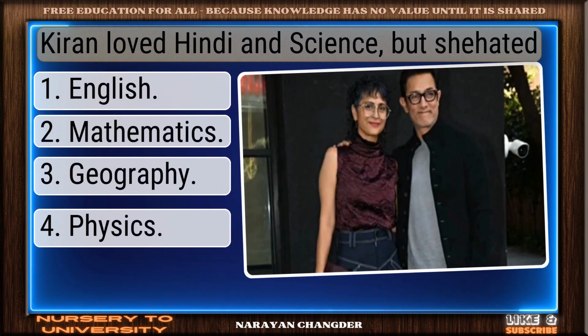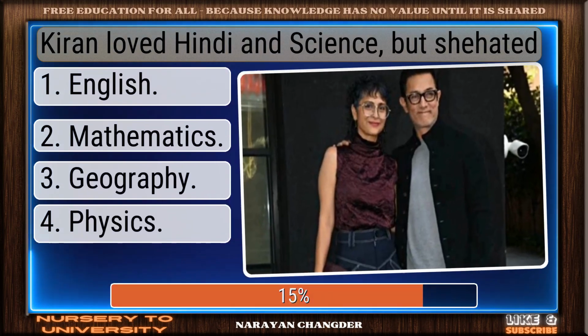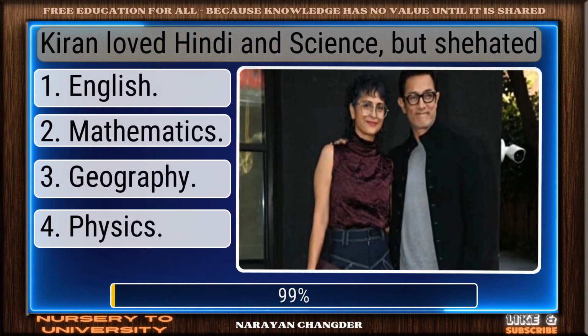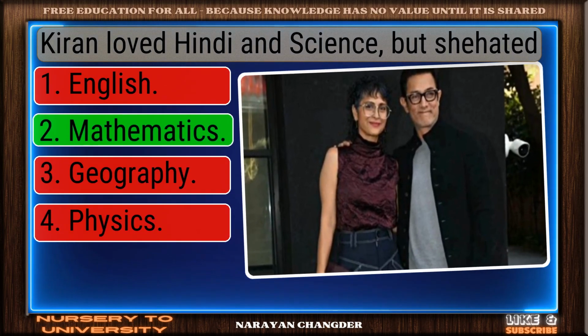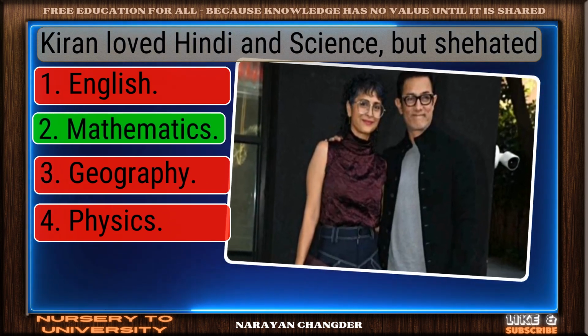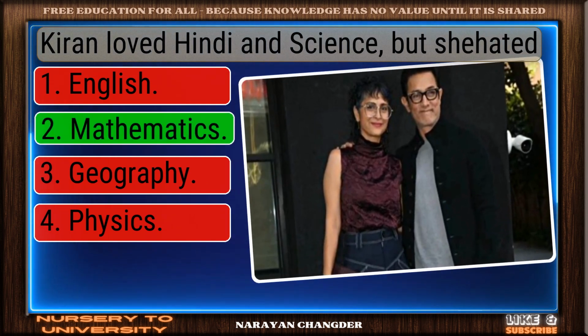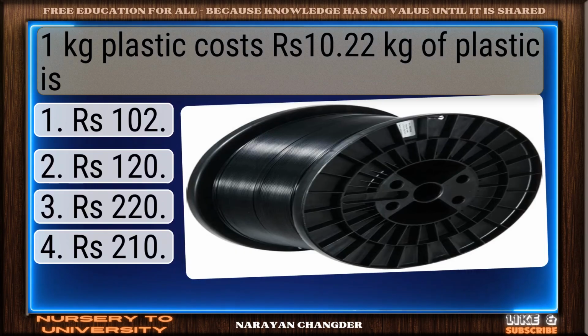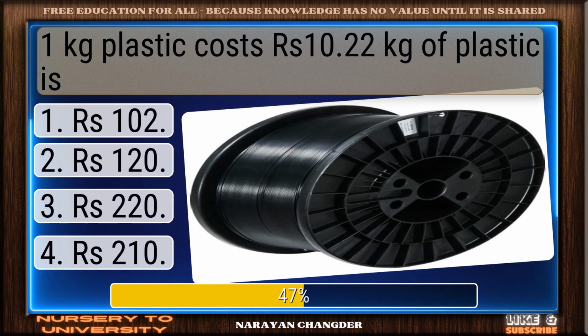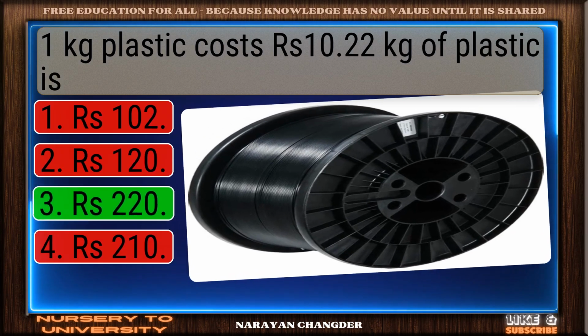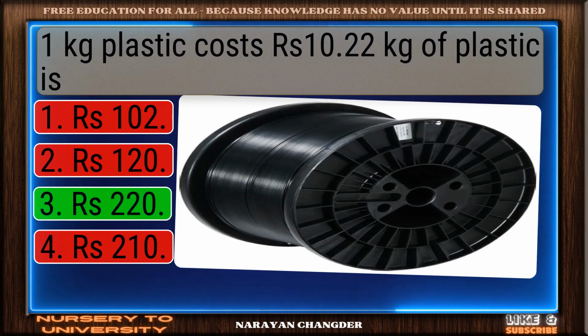Kiran loved Hindi and science, but she hated. Correct response. Mathematics is the most accurate answer. 1 kg plastic costs just 10. 2 g of plastic is. Perfect. Rs 220 is the correct choice.